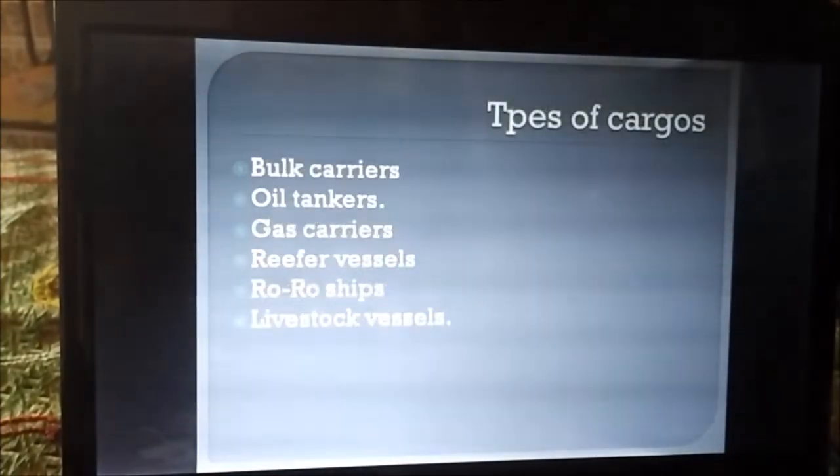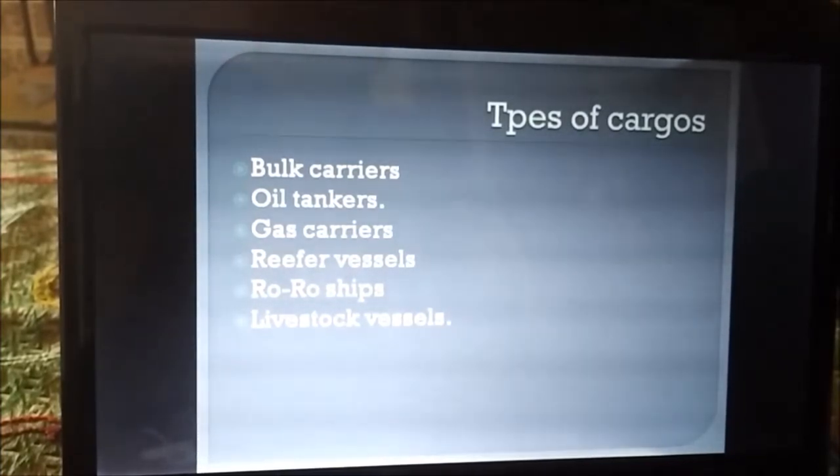Okay, so next we have types of cargoes. We have mainly six different types of cargoes. The first is bulk carrier, then oil tankers, then gas carriers, then reefer vessels, then ro-ro ships, then livestock carriers. Now I'll give you a little introduction to all of these.